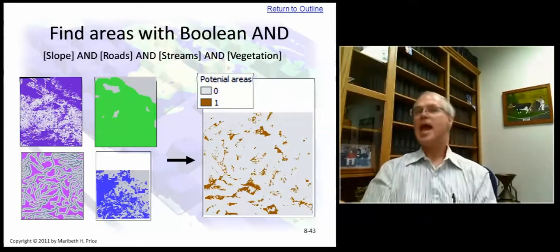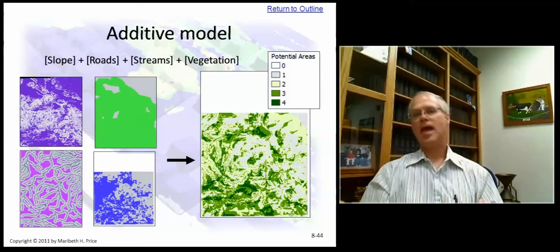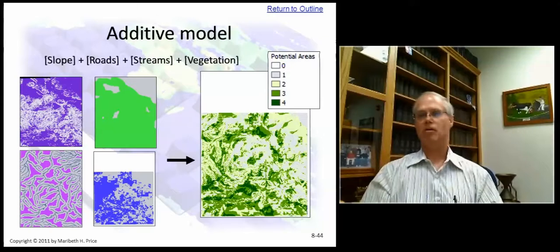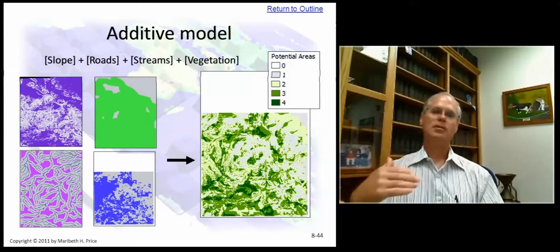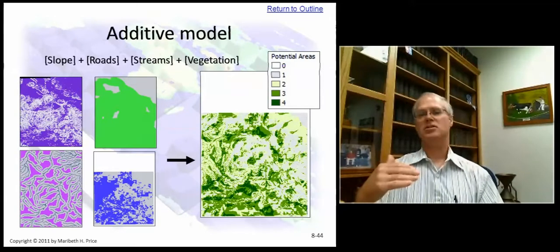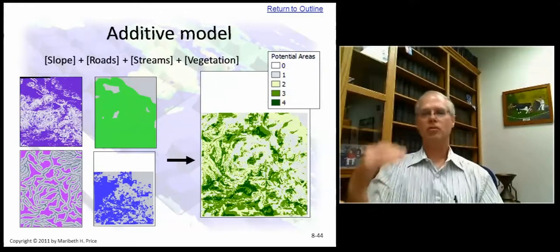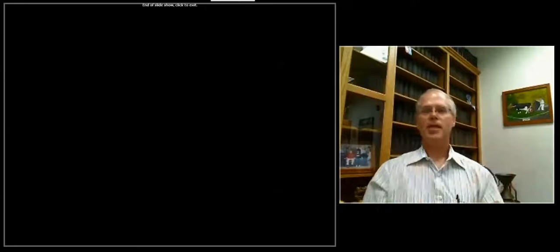Another thing you could do is additive. Rather than multiply, you could add them together. And what's neat about additive, let's say, well, yeah, I want to be in there, but I can't be there for some reason. Maybe the land's not owned, which would be another thing you could put in the model. But here I can actually ramp it. So 4 is the ideal places. 3 is okay, but it doesn't meet one of my criteria. And 2 meets 2 of my criteria, but not all of them. So that's another way of doing a raster analysis. Okay, that completes that lecture.